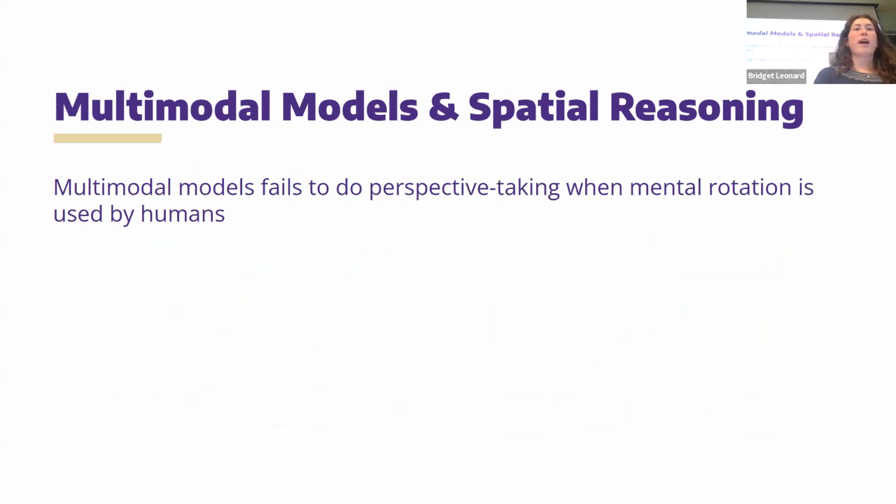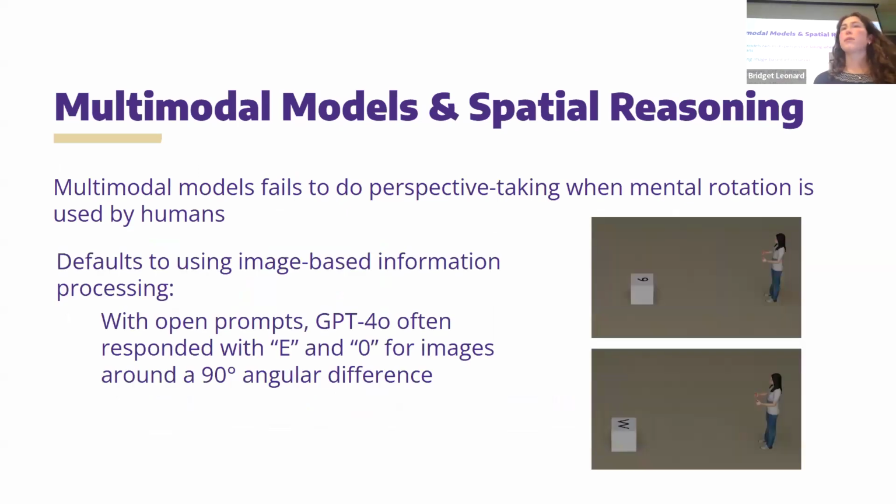There's even some more evidence of that image-based processing I was talking about. It's defaulting to the image-based information over any perspective information. And we saw that when we used some open prompts for the visual stimuli, so just saying, tell me what letter or what numbers are on the cube, instead of saying, give me a 6 or a 9 or an M or a W. And when it hit these 90-degree angles, it would respond with zeros and E's, which is exactly what those symbols look like from a 90-degree perspective, which was really interesting.